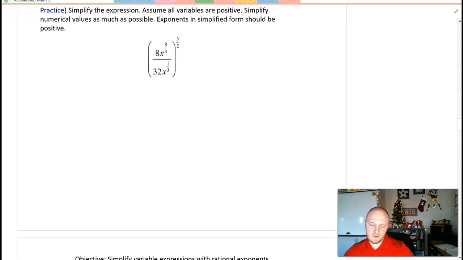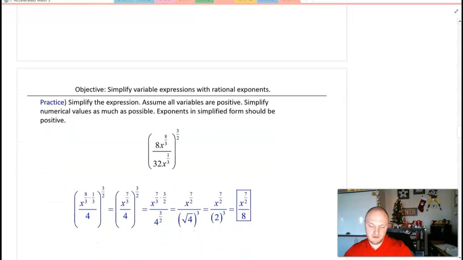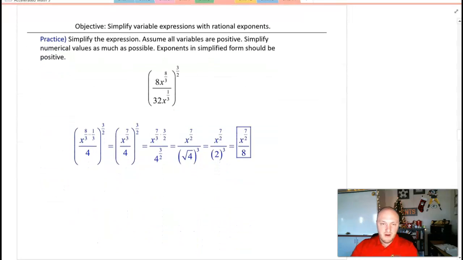Okay, so hopefully you paused the video and you simplified the insides first. Remember, you always want to simplify the insides. So 8 and 32 end up reducing by 8, so you end up with a 4 in the denominator. And then the variables, x to the power of 8/3 minus x to the power of 1/3, because that's the quotient of a power property. You can subtract those, and so you get x to the power of 7/3 over 4.